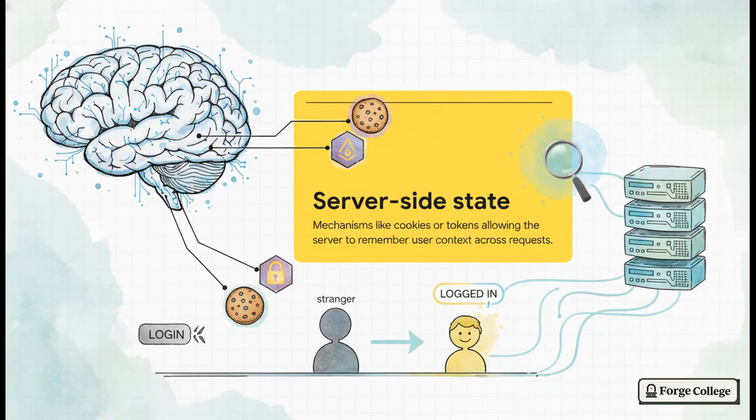But you know, a brain isn't much use without a memory, right? And that brings us to server-side state. These are mechanisms like cookies or tokens that allow the server to actually remember your identity and your context across multiple requests. Without this, the server treats you like a complete stranger every single time you click a new link. Server-side state gives the server a memory, preventing your digital conversation from losing its coherence and, thankfully, stopping you from having to log in over and over again.